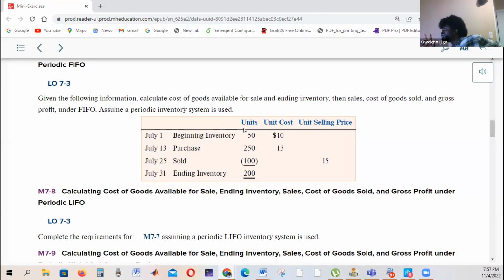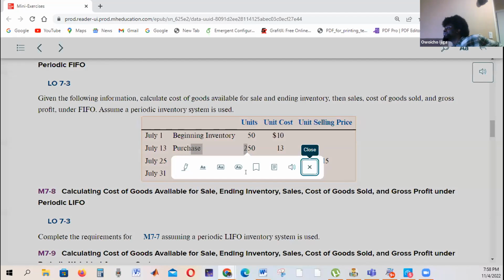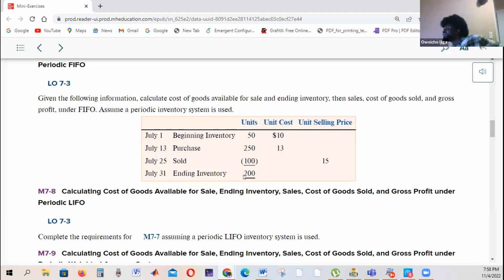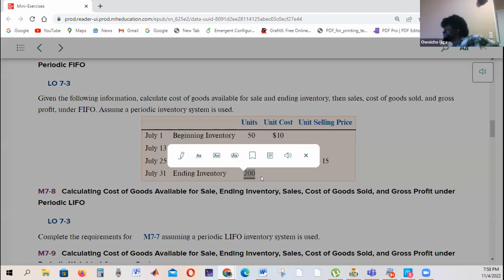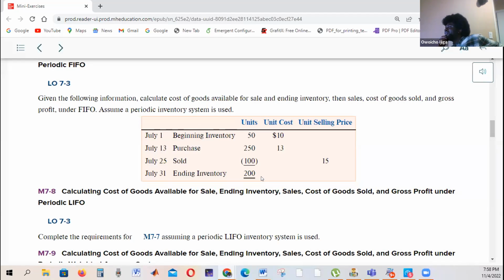I'll be left with what? 250. But remember I said I sold 100. That means from the 250 that is remaining, I sold another 50 from the purchase to make the remaining balance, the ending inventory, 200. That is what this question is saying.